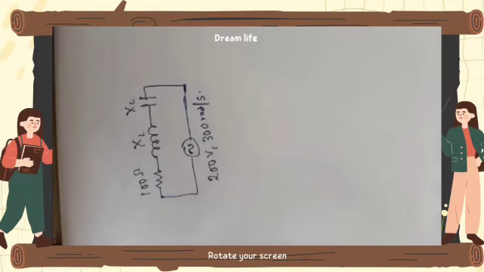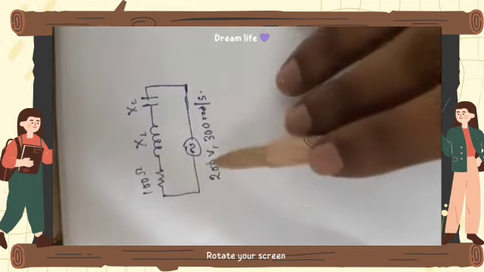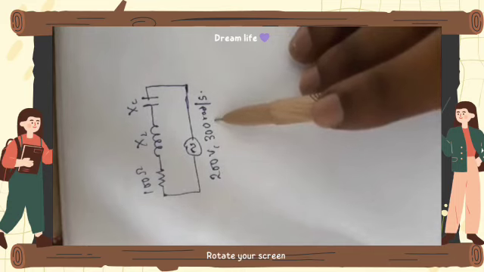Hi everyone, today we will see a problem from alternating current. So the question goes: an LCR circuit with a 100 ohm resistance is connected to an AC source of 200 volt and an angular frequency of 300 radians per second.